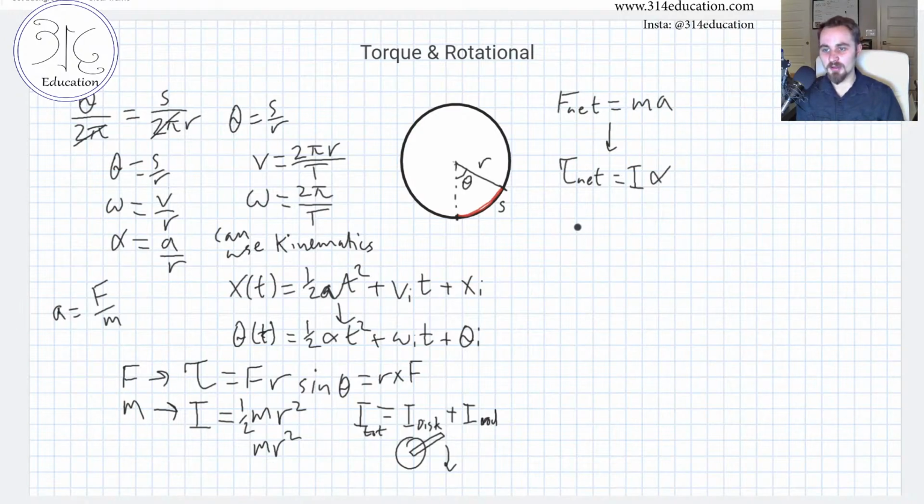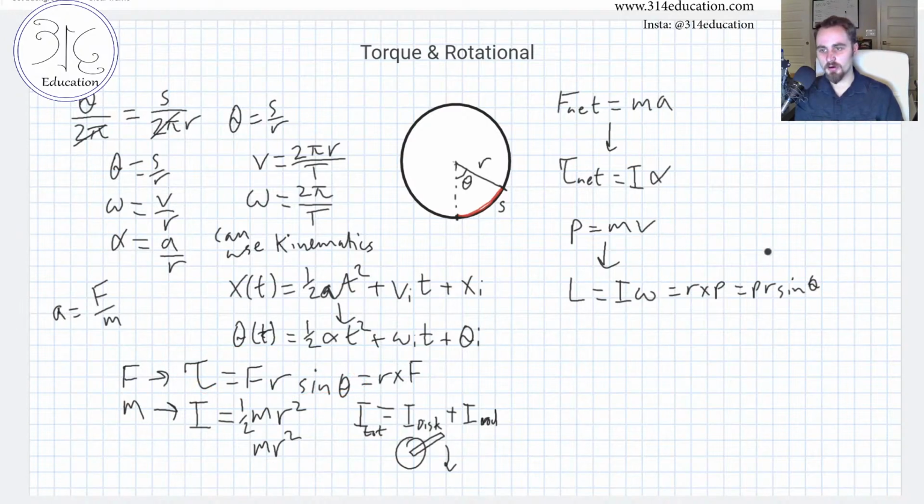Our angular momentum: our momentum we defined as mass times velocity. This becomes angular momentum, which is, instead of mass, we use I, and instead of velocity, we use omega. And we can also compare this to r cross p, which is p times r times the sine of theta, just like we did with torque down here. This uses that same relation there.